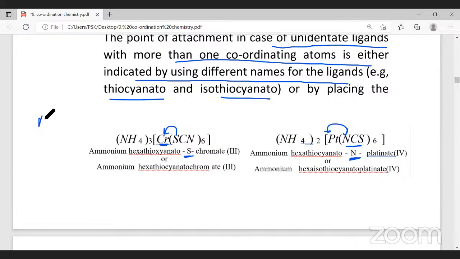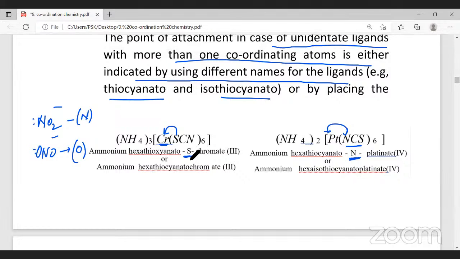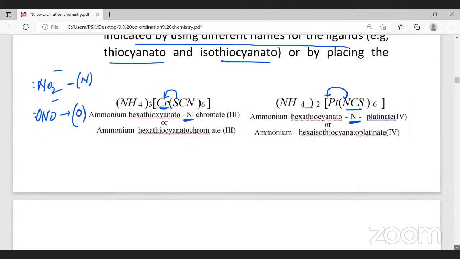Now tell me what will be the donor atom here and what will be the donor atom here. So, N, sir. Nitrogen. Here, what will be the donor atom? So, oxygen. So you should represent like this, N and O. We'll learn the complete procedure and the rules, and then we will see.